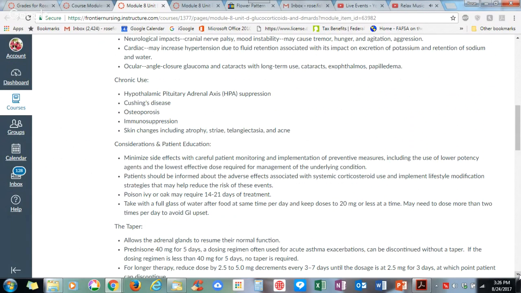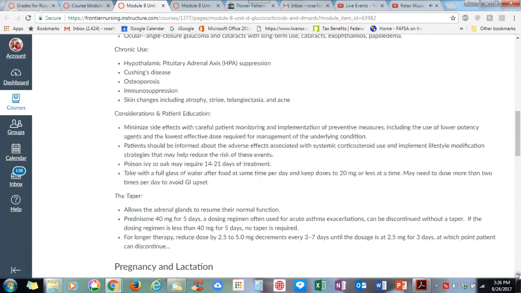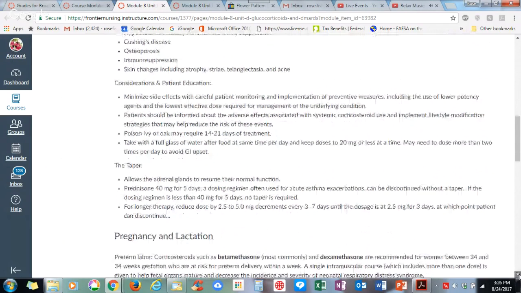Cushing's disease, osteoporosis, immunosuppression, skin changes, including atrophy, striae, telangiectasia, and acne. Considerations in patient education: minimize side effects with careful patient monitoring and implementation of preventive measures, including the use of lower potency agents and the lowest effective dose required for management of the underlying condition.